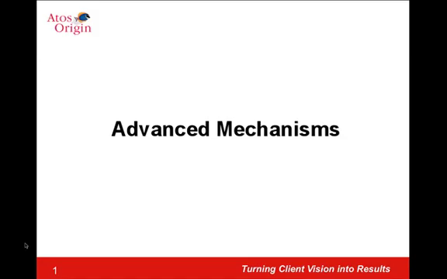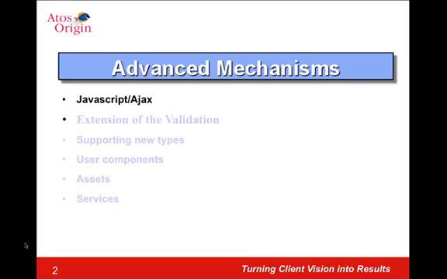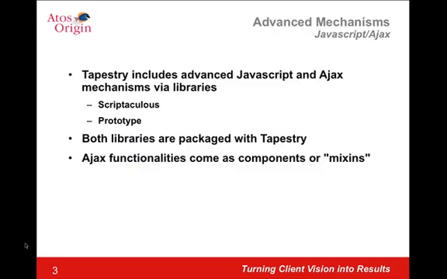In the last part of this training session, we will focus on the advanced mechanism proposed by Tapestry. So first, we will see how we can use Tapestry with JavaScript. Tapestry includes JavaScript support based on the Prototype and Scriptaculous frameworks. It will automatically load some JS files, for example prototype.js, scriptaculous.js, and effects.js, and the Tapestry file tapestry.js. We can implement our own Ajax functionalities by using the mixin mechanism. We will see an example later.